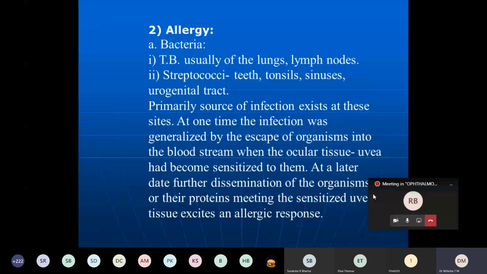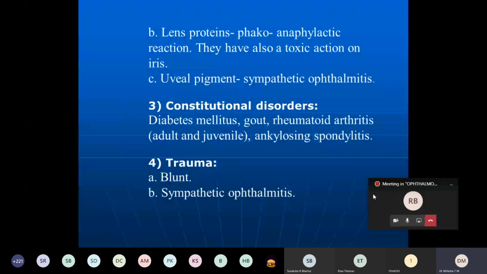At one time, the infection was generalized by the escape of the organisms into the bloodstream when the ocular tissue like uvea had been sensitized to them. At a later date, further dissemination of the organisms or their proteins meeting the sensitized uveal tissue excites an allergic response. Because of lens protein sensitization, it causes phaco-anaphylactic reaction. What is this phaco-anaphylactic reaction?